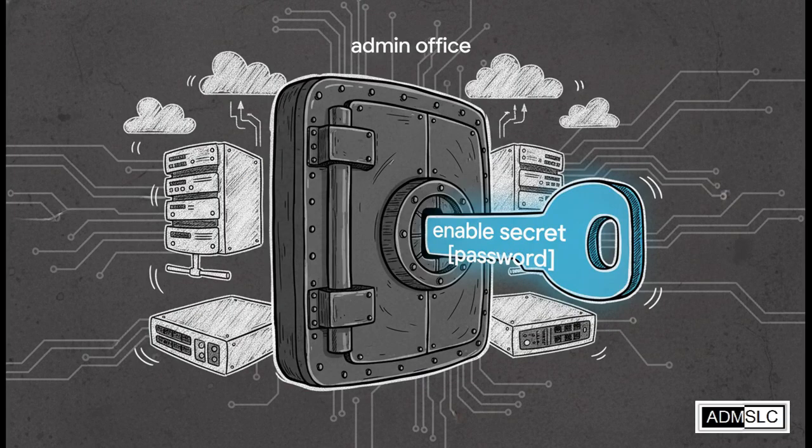The next lock is for the admin office, or what's called privileged exec mode. This is where you can make all the big system-wide changes. Securing this is even more important. And lucky for us, it's just one really powerful command from global config mode: enable secret, followed by a very, very strong password.